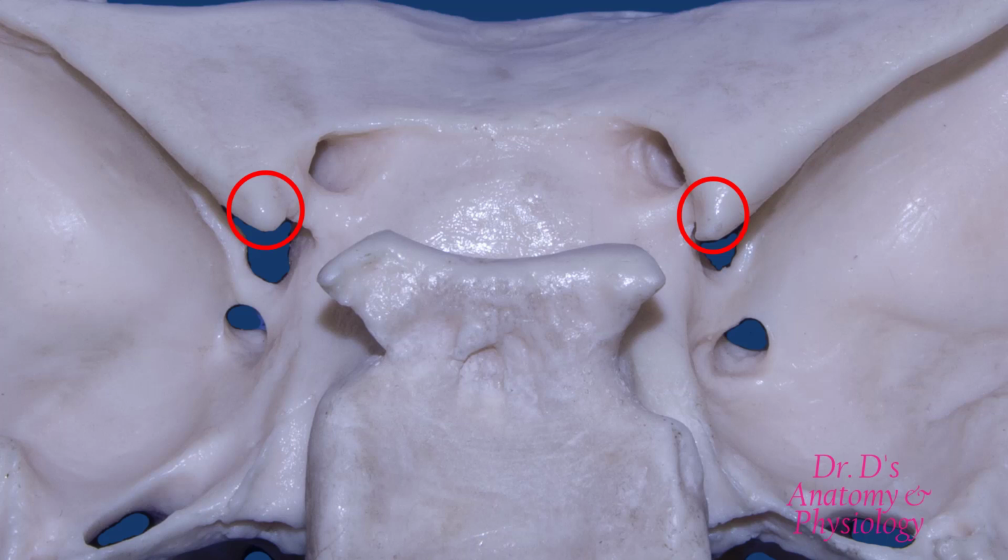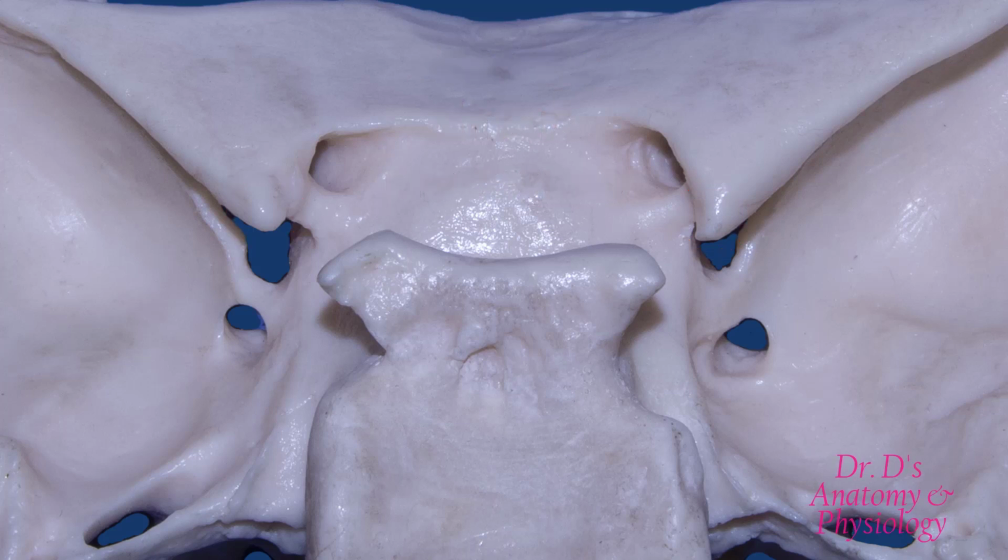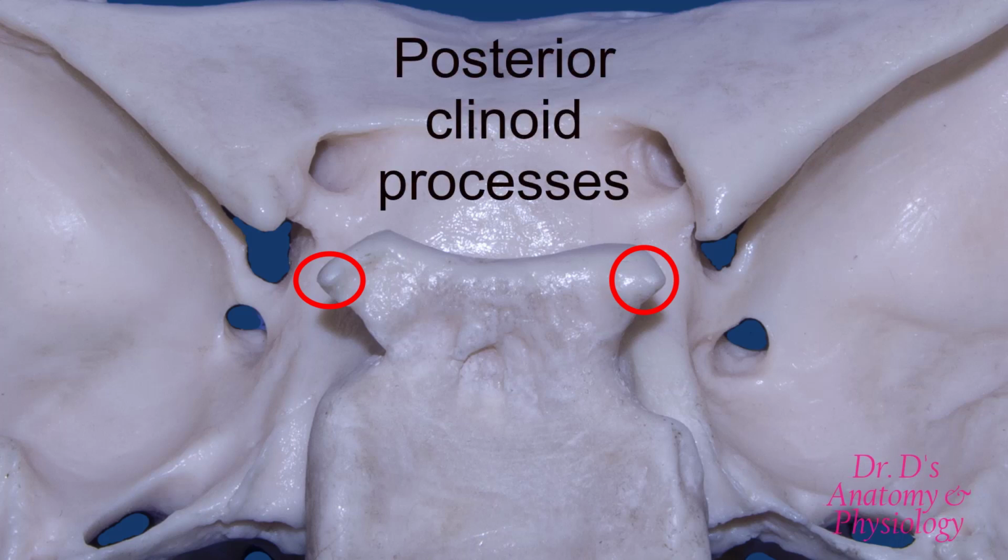At the posterior tips of the small wings, the two processes at these tips are referred to as the anterior clinoid processes. Posterior to these anterior clinoid processes, there are processes associated with a part called the dorsum sellae, and these processes are referred to as the posterior clinoid processes.